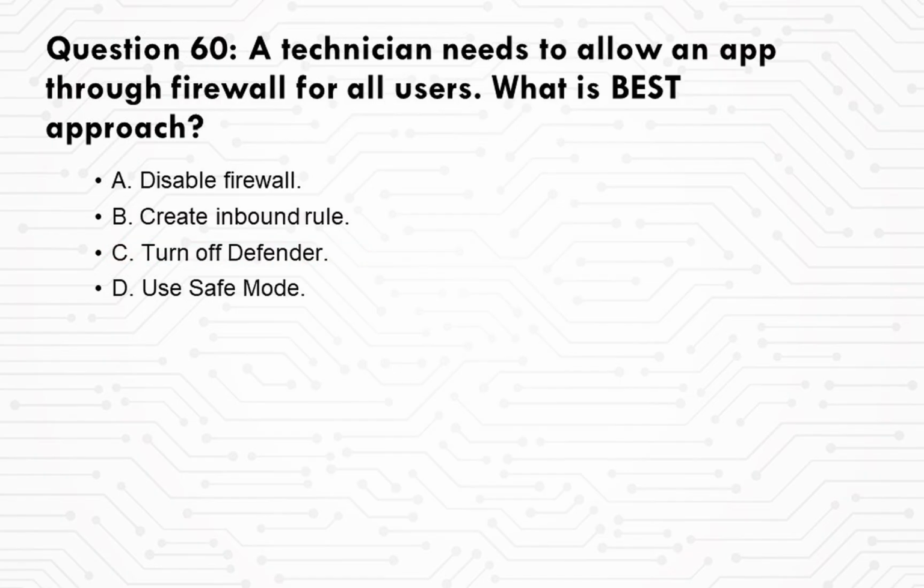Question 60. A technician needs to allow an app through the firewall for all users. What is the best approach? A. Disable firewall. B. Create inbound rule. C. Turn off Defender. D.